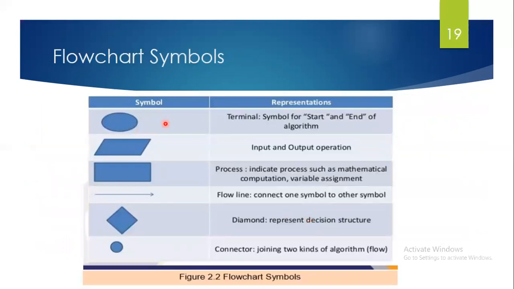Here is the list of shapes that are used. The oval shape is used to determine the start and end of the algorithm. Then input and output operations are represented in a parallelogram.